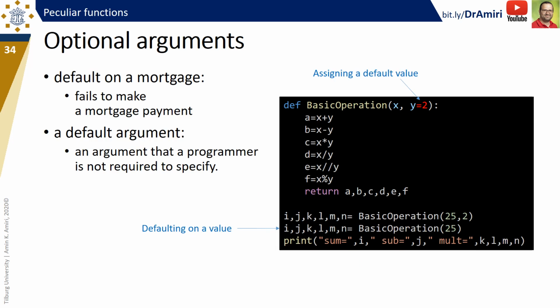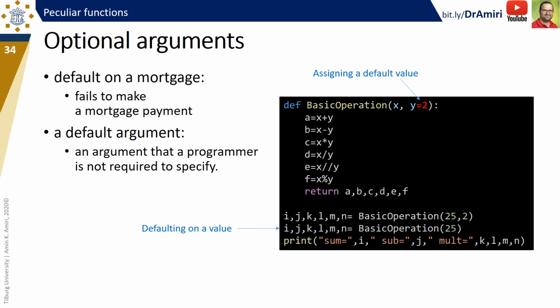We can also specify some arguments to be optional. That means as the user of the function, you don't need to provide values for those parameters. They are also called default arguments.